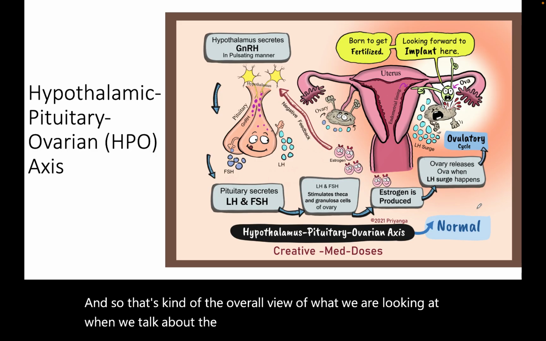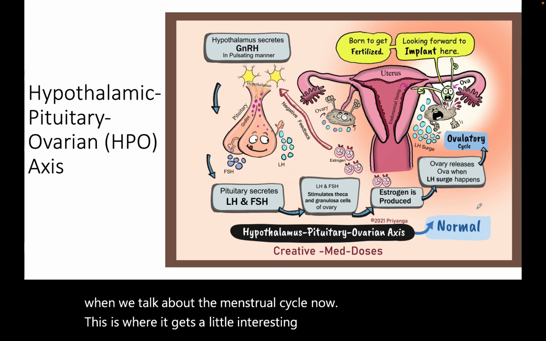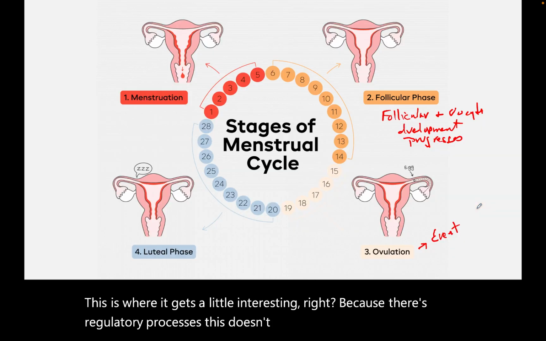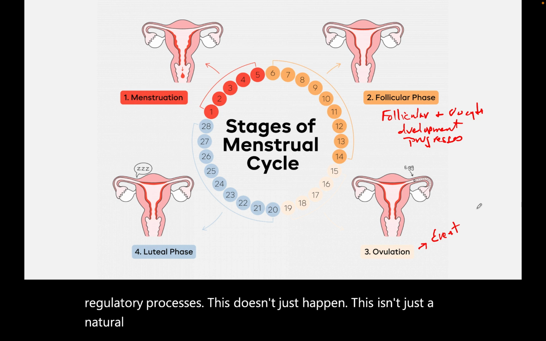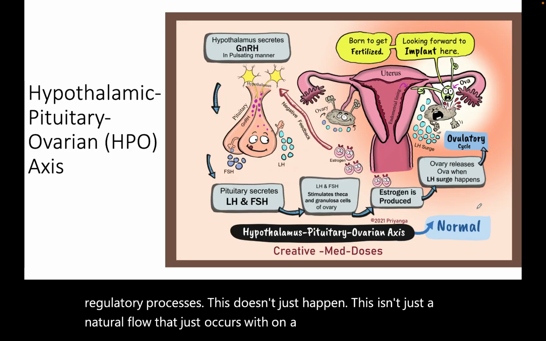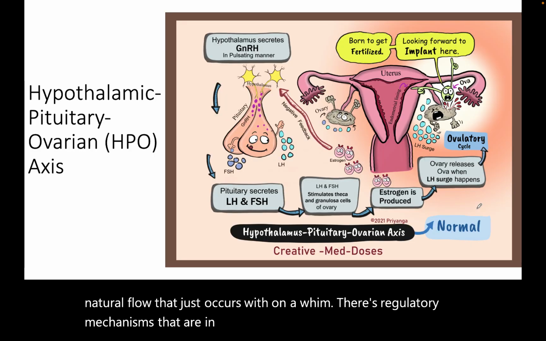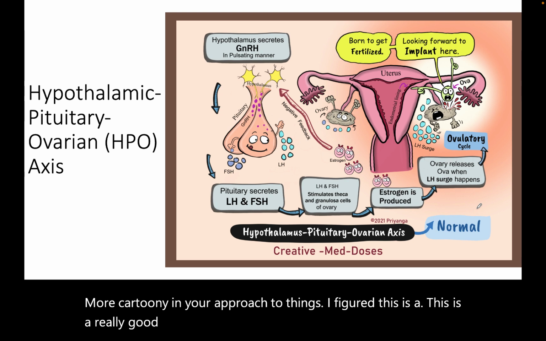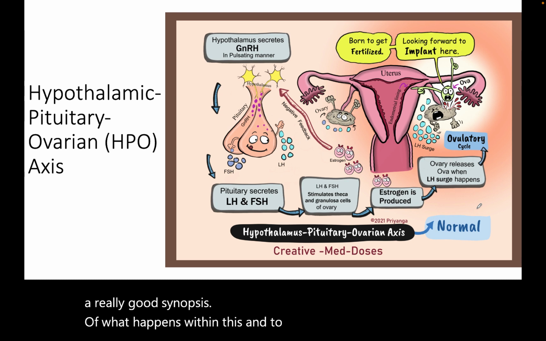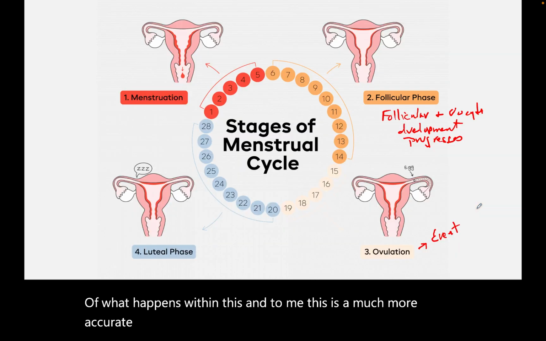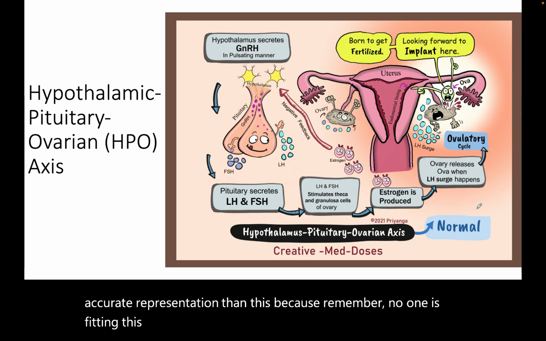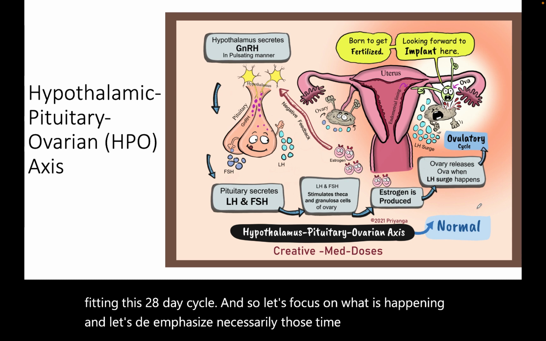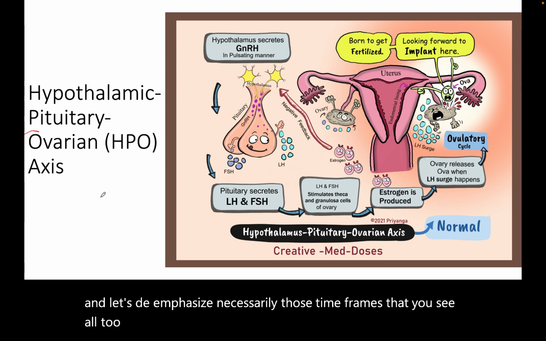Now, this is where it gets a little interesting, right? Because there's regulatory processes. This doesn't just happen. Right? This isn't just a natural flow that just occurs on a whim. There's regulatory mechanisms that are in place. And for those of you that are visual and more cartoony in your approach to things, I figured this is a really good synopsis of what happens within this. And to me, this is a much more accurate representation than this. Because remember, no one is fitting this 28-day cycle. And so let's focus on what is happening, and let's de-emphasize those time frames that you see all too often associated with all of these cycles.